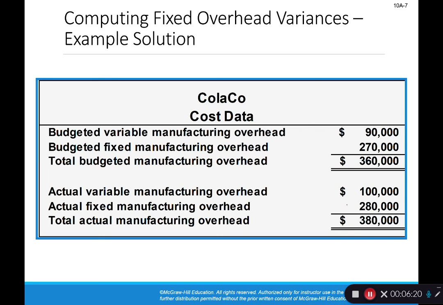Well, our budgeted variable overhead is 90,000. Our budgeted fixed overhead is 270,000. Again, this is data that's provided, which gives us our total budgeted overhead of 360,000. That's what we're going to use to calculate our predetermined overhead rate. Our actual variable overhead was 100,000, our actual fixed was 280,000, and our total overhead was 380,000.